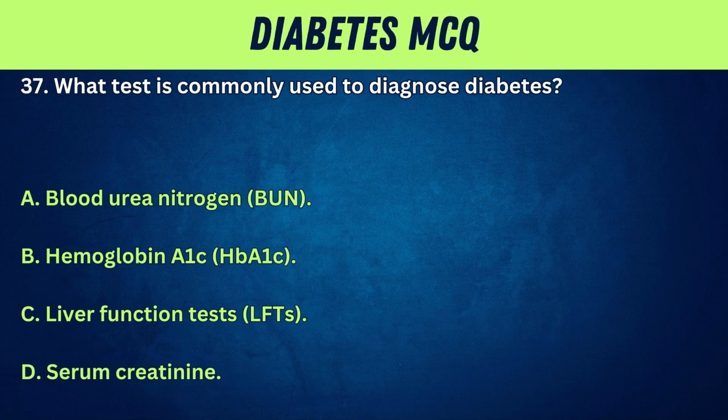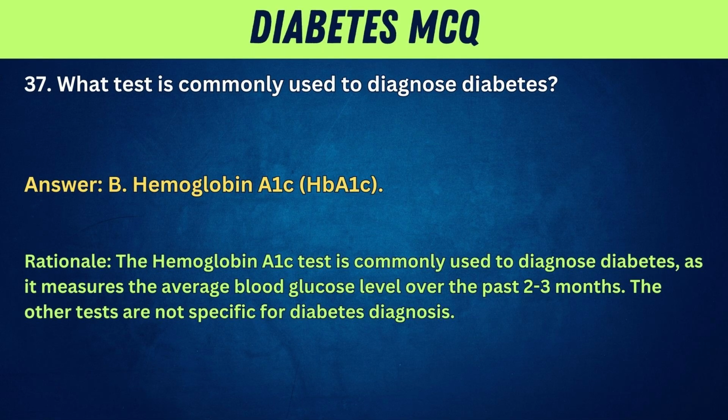37. What test is commonly used to diagnose diabetes? A. Blood urea nitrogen, BUN. B. Hemoglobin A1C, HbA1c. C. Liver function tests, LFTs. D. Serum creatinine. Answer: B. Hemoglobin A1C, HbA1c. Rationale: the hemoglobin A1c test is commonly used to diagnose diabetes, as it measures the average blood glucose level over the past 2 to 3 months.